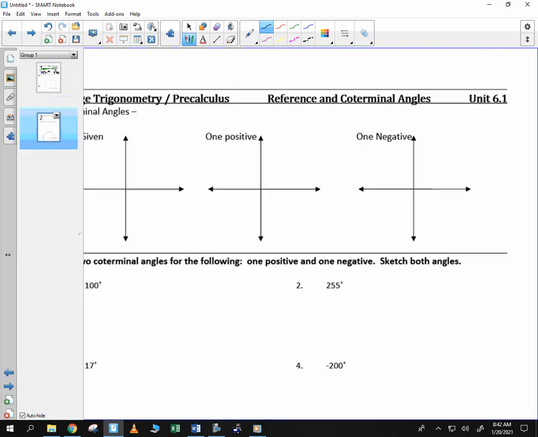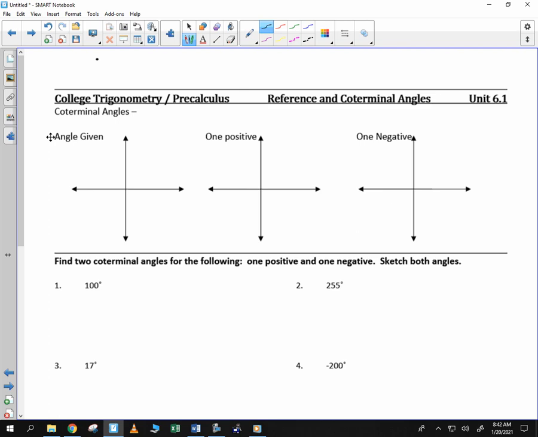So the second part that you want to look at is going to be coterminal angles. Coterminal angles are angles whose terminal sides are in the same position.